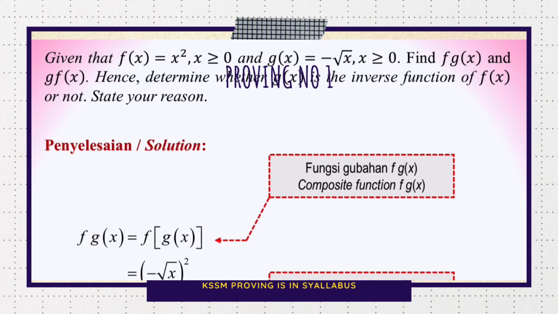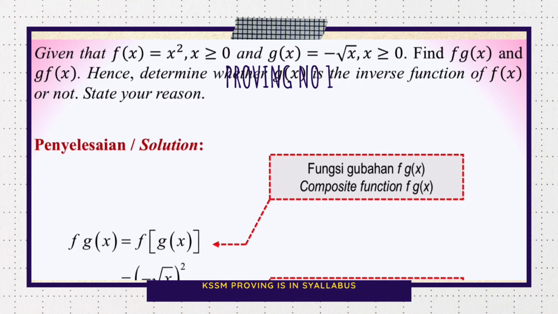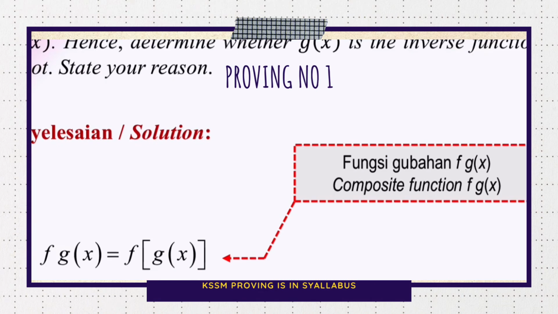So I will start with the first proving, start from Form 4. Given that function f(x) equal to x squared, where x is greater than or equal to 0, and g(x) is equal to negative square root x, and the range of x is greater than or equal to 0. Find composite functions fg(x) and gf(x), hence determine whether g(x) is the inverse function of the f(x) or not. State your reason. This kind of question is called proving.